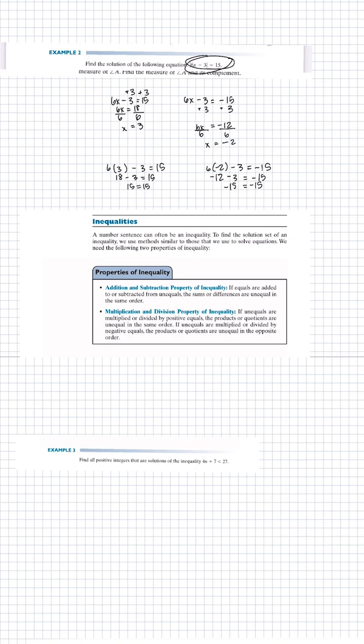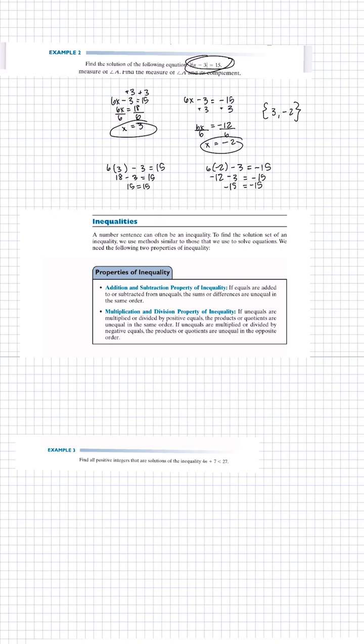Now, the way that we're going to write our answer is not like this. We're going to write it in domain form. So it's going to be 3 comma negative 2. So another number sentence is an inequality, and what we use an inequality for is to find a solution set.